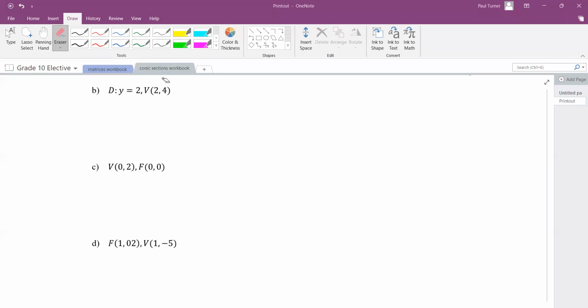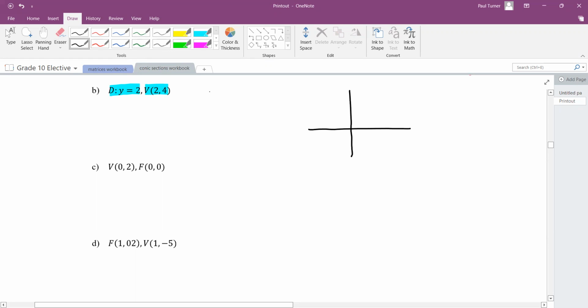Right, so on question B, the directrix is y equals 2. So we know the directrix and we know the vertex is 2, 4. So we start by graphing those. So the vertex is 2, 4. So 1, 2, 1, 2, 3, 4. So your vertex is here. And your directrix is y equals 2. So that would be 1, 2. So this is your directrix here.